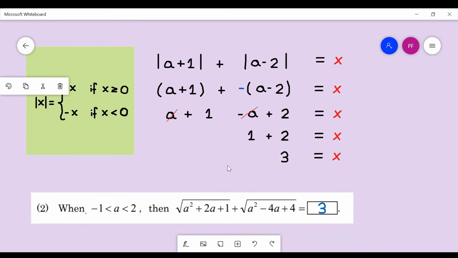Finally, the square root of a squared plus 2a plus 1 plus the square root of a squared minus 4a plus 4 is 3.